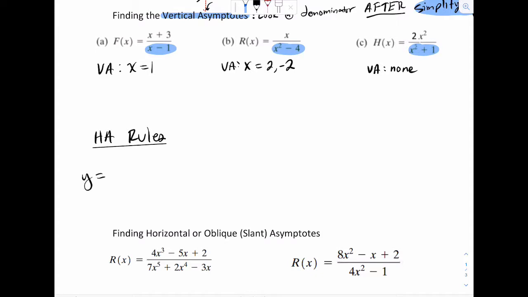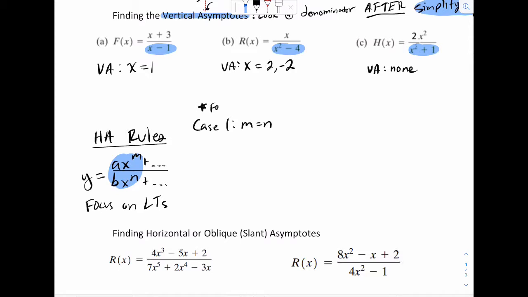And this is a generic function. Ax to the m plus dot dot dot over Bx to the n plus dot dot dot. Notice how we only care about the leading terms. So put focus on your LTs. There are three cases we're going to talk about. Case 1 is that m equals n.